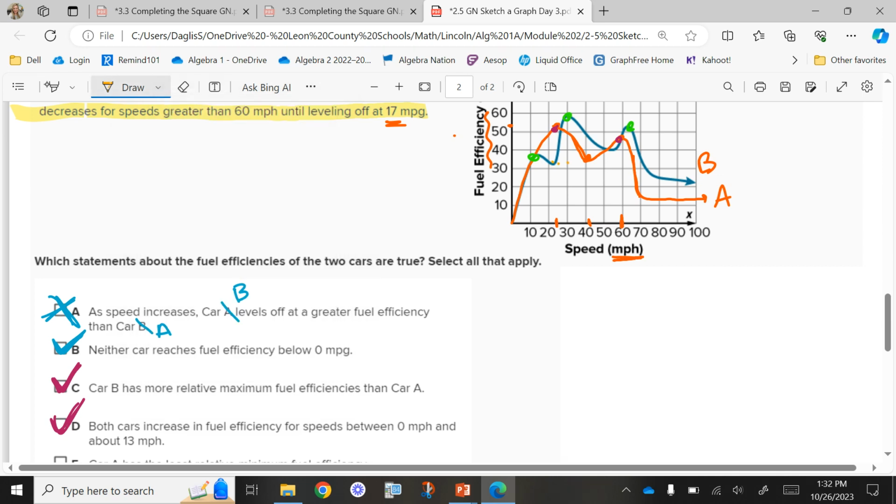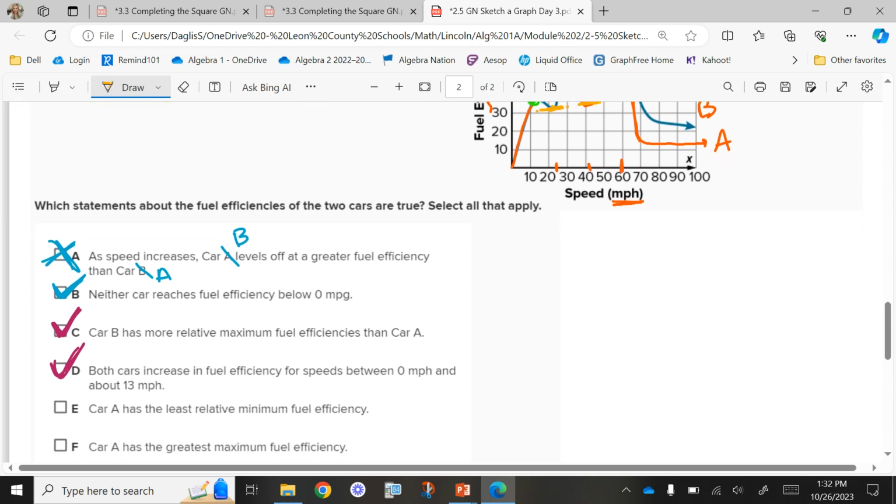So I'm looking like right here versus right here. It's pretty cool. Well, at the end it's leveling off. To be a minimum, you have to go down and then go back up again. Does that make sense? That's what makes it a minimum. So I would agree it's B. Is that what they say? Nope. Okay, so I'm going to cross that off. I do not agree with that.